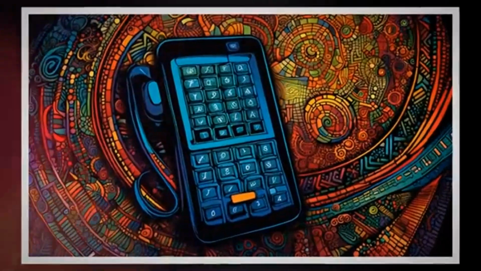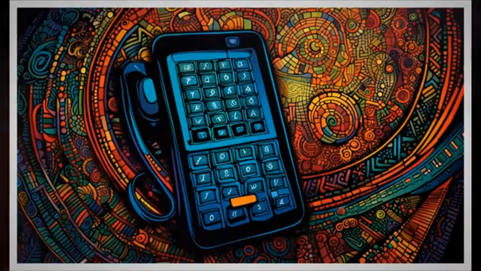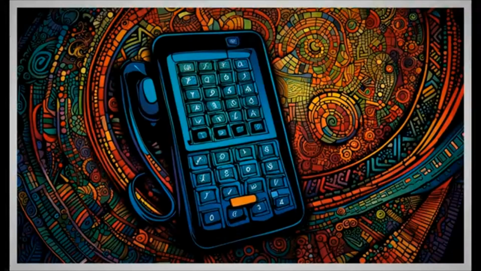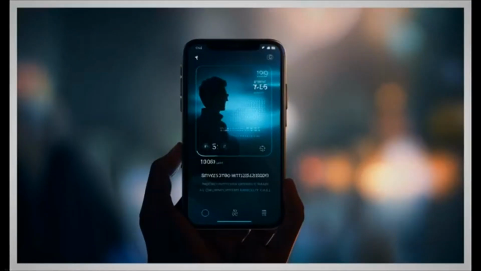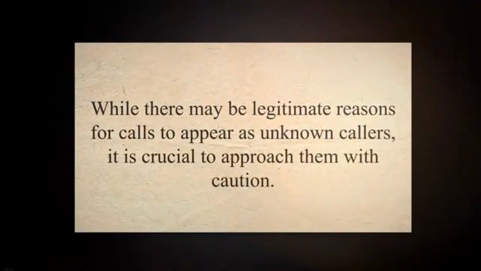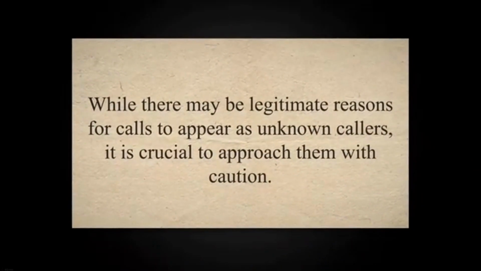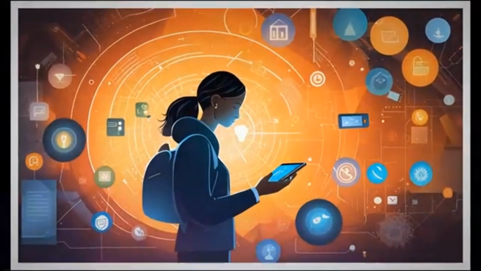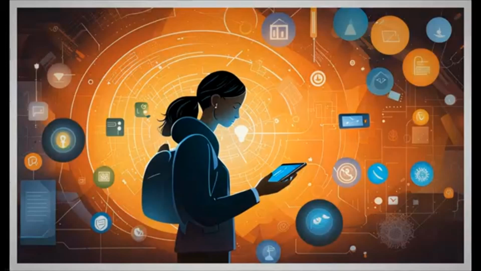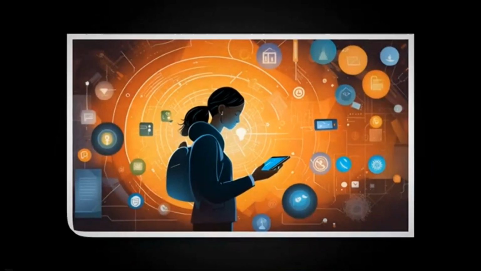In conclusion, unknown callers are individuals or organizations whose phone numbers are not recognized or saved in the recipient's contacts. Unlike private callers, their phone numbers are visible on the caller ID display. While there may be legitimate reasons for calls to appear as unknown callers, it is crucial to approach them with caution. By following safe practices such as verifying the caller's identity, conducting independent research, and using call blocking features, individuals can mitigate the risks associated with unknown callers and maintain their personal safety and security.